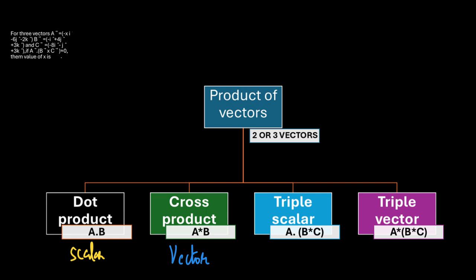And the triple product can actually be of two types: triple scalar, which comes from A dot B cross C, and triple vector, which comes from A cross B cross C. And again, as the name suggests, the value of the first becomes a scalar product, and the corresponding one here becomes a vector product. All right.